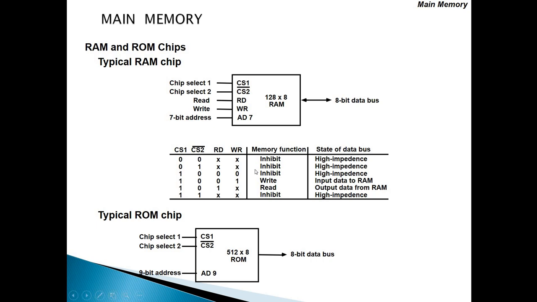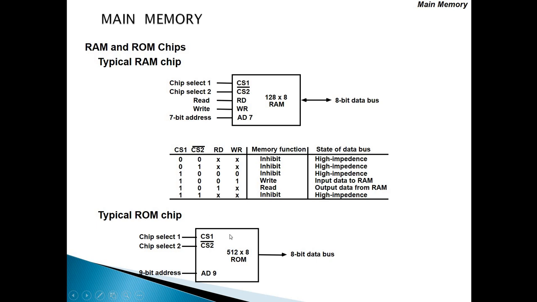This is the function table in which CS1, CS2, read, write, memory function and state of the data bus are represented. When CS1 and CS2 bar are equal to 00, 01, 11, 10, the memory function is inhibit and the state of the data bus is high impedance state. When CS1 is equal to 1, CS2 bar is equal to 0 and write is 1, it will perform the write operation, that is, input data to RAM. When CS1 is 1, CS2 bar is equal to 0 and read is 1, it will perform the read operation, that is, output data from RAM.